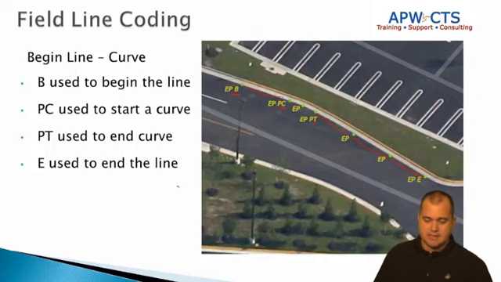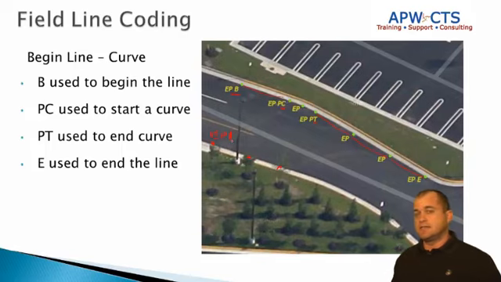Something to point out and keep in mind is that if I was shooting both sides of the road, so if I was shooting this side as well, I would want to have this as EP1 or EPL, and the other side as EP right.